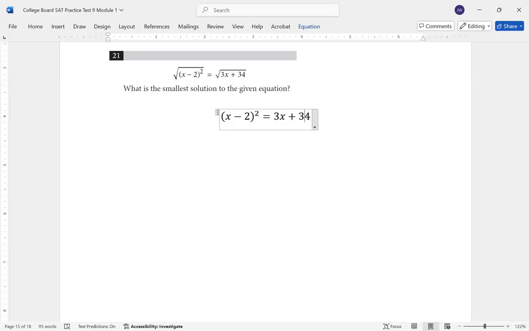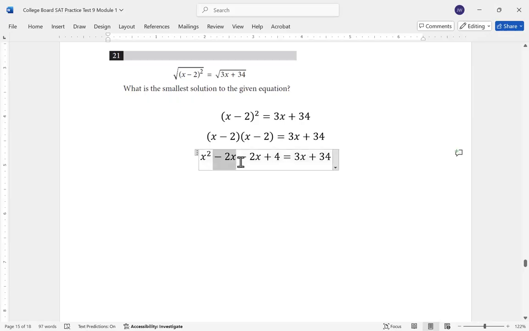Then what I would do is square that left-hand side. x minus 2 squared is like x minus 2 times another copy of x minus 2. On the left-hand side, I'd get x squared minus 2x minus another 2x plus 4 is equal to 3x plus 34. Now I'm going to do a couple of things at the same time. I'm going to combine this minus 2x and minus 2x. That gives me a minus 4x.